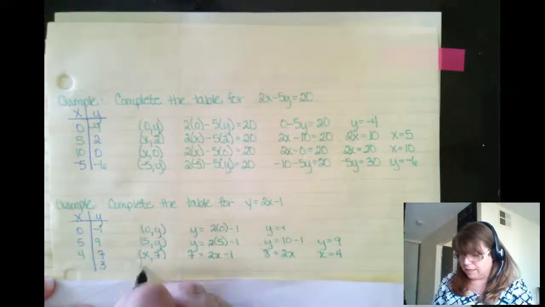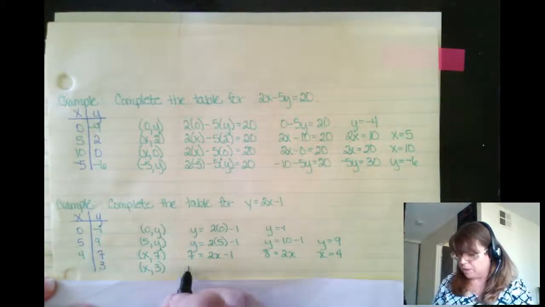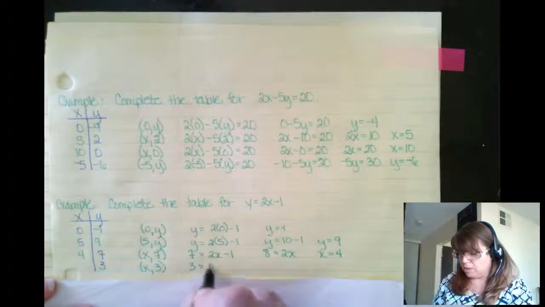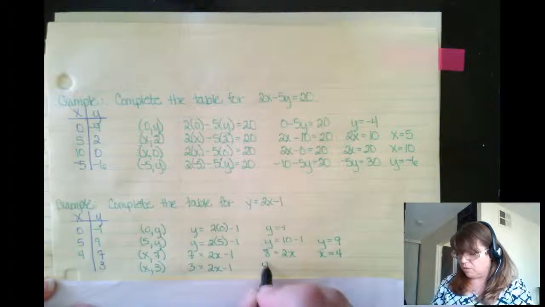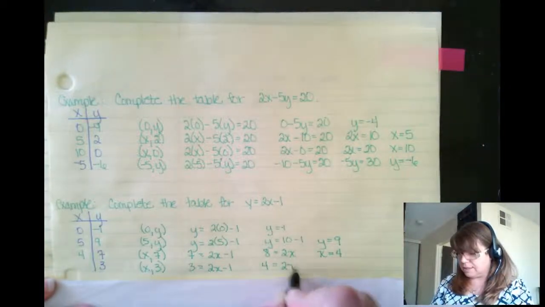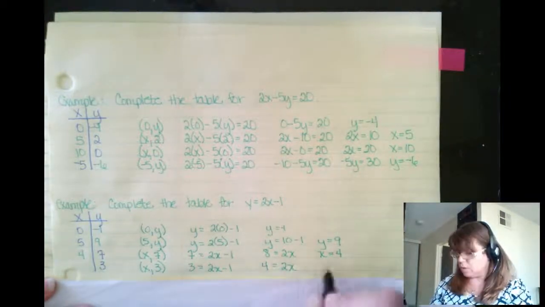Let's plug in x, comma 3. Wherever we see y, we're going to plug in a 3. 3 equals 2x plus 1. Subtract 1 from each side, so 2 equals 2x. Divide by 2, so x equals 1.